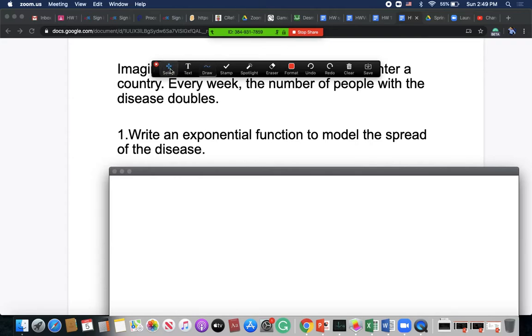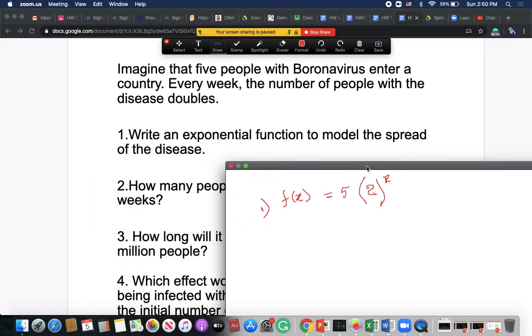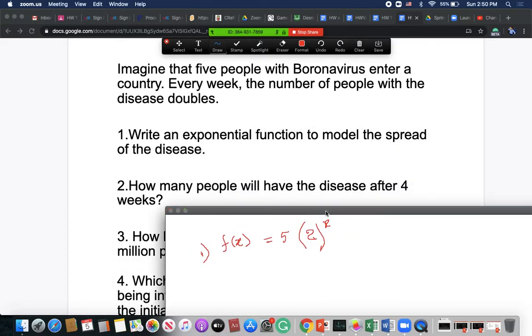We have a starting number of people who enter some country. So the function will be pretty much like f(x) = 5 · 2^x. 5 people enter, then 2 is the growth factor. This is the growth factor. According to this question, this is the function. That's it.